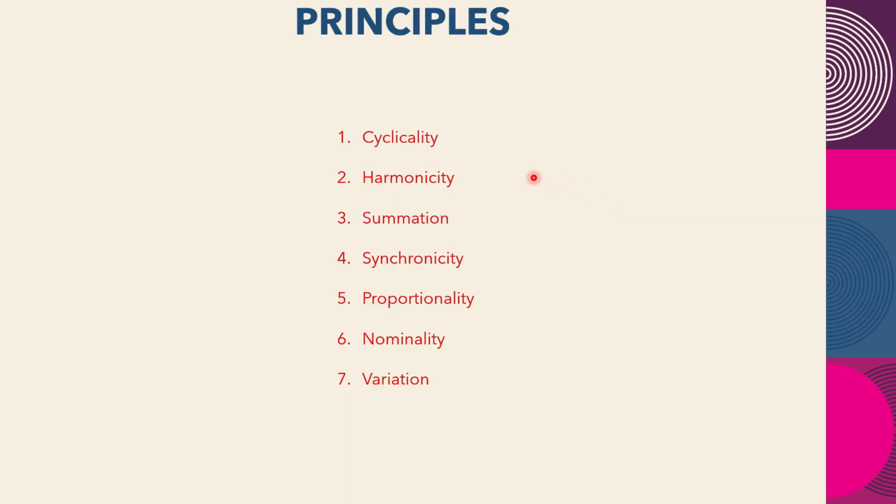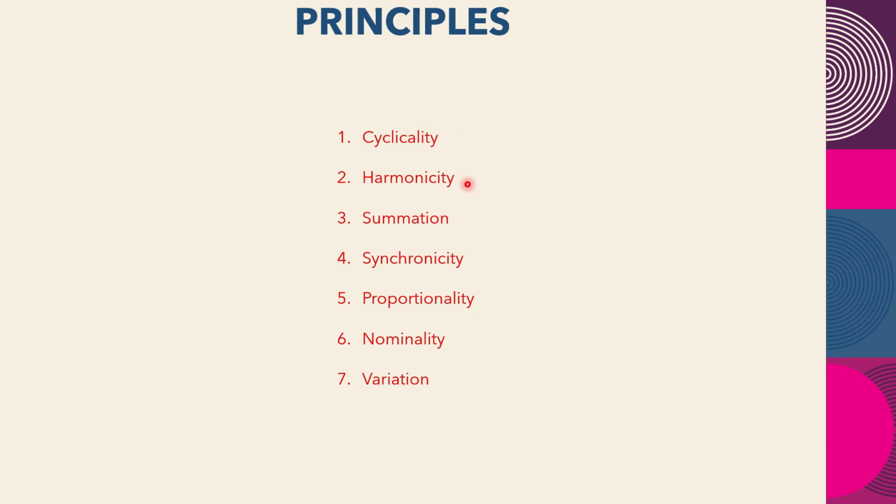There are 7 principles for cycles. Cycle theory: cyclicality, harmonicity, summation, synchronicity, proportionality, nominality, variation. Cyclicality. What is it? Cycle theory is applicable to all markets: commodities, futures, stock market, bond market, everywhere. That's what cyclicality is all about.